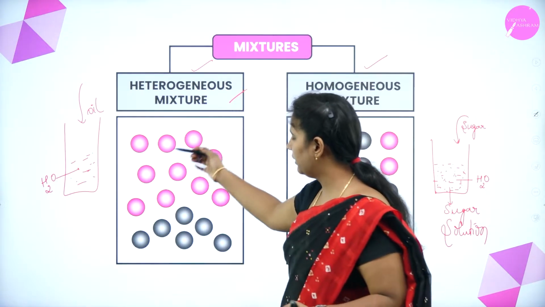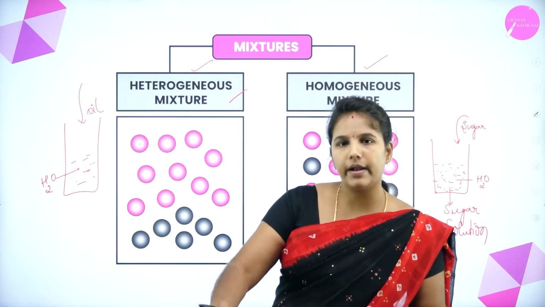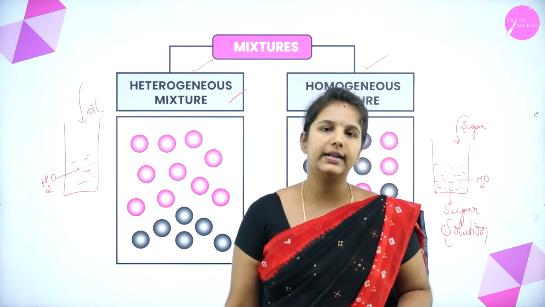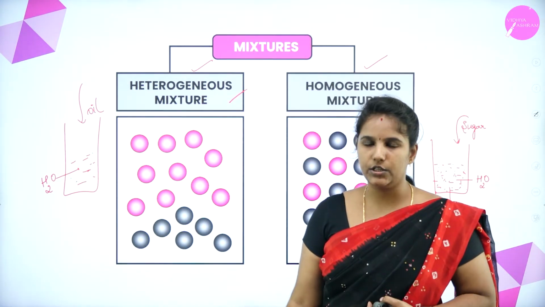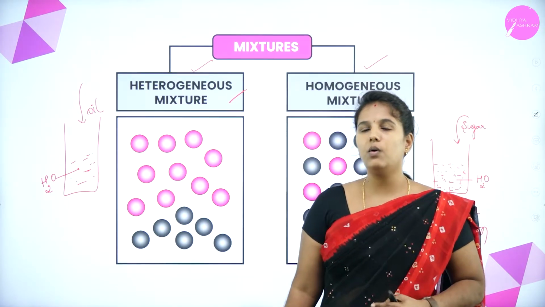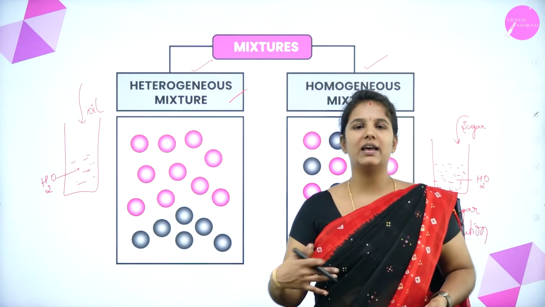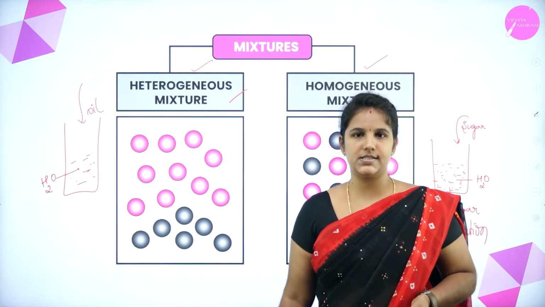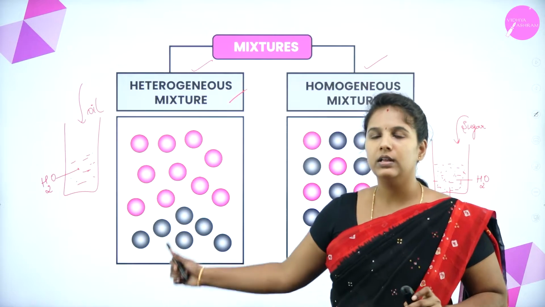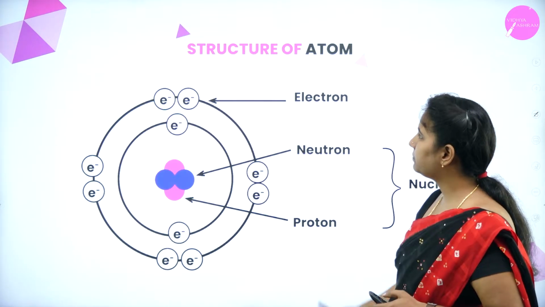The constituent particles, if you see this picture, you can clearly understand that they are not uniformly distributed. Hence, it is said to be a heterogeneous mixture. So, this is how mixtures will be broadly classified into homogeneous and heterogeneous. I hope you all understood this concept.